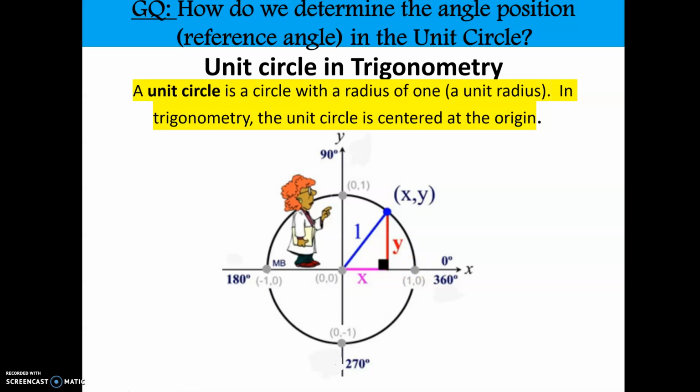So let's say you want to know where 150 degrees would be. This is 0, this is 90, 180 is here, so 150 degrees will be somewhere in the second quadrant, somewhere over here on the circle.